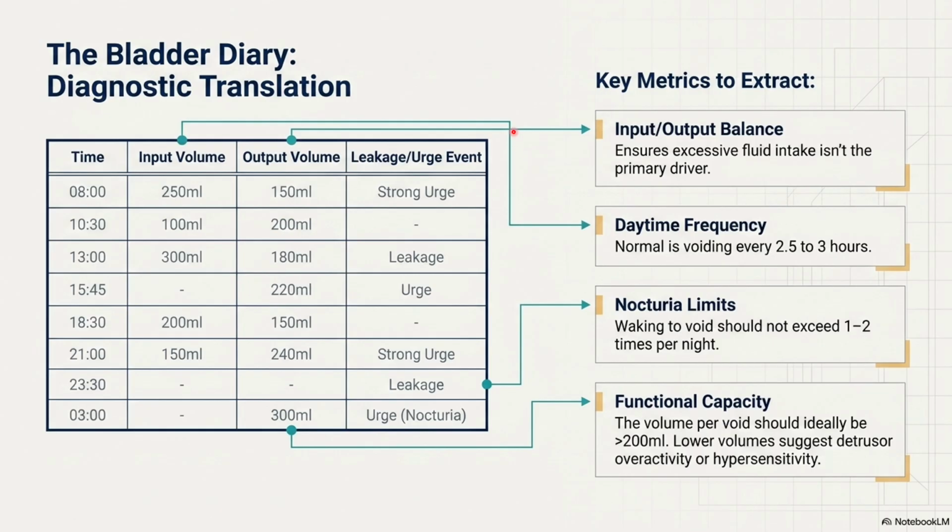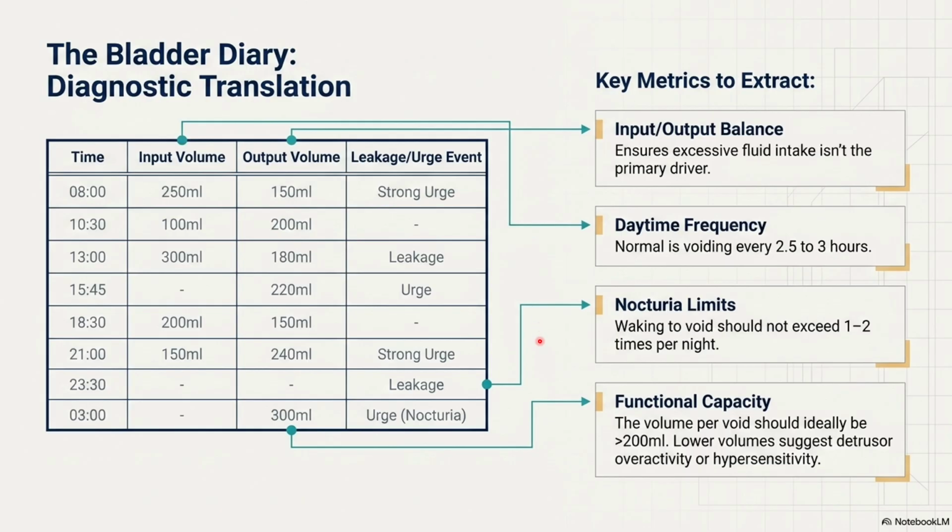First, the input and output balance, which tells us whether excessive fluid intake or polyuria may be contributing to the symptoms. Second, daytime voiding frequency to identify urinary frequency. Third, nocturia, including how many times the patient wakes to void overnight. And finally, the functional bladder capacity, which is estimated from the largest void volume.